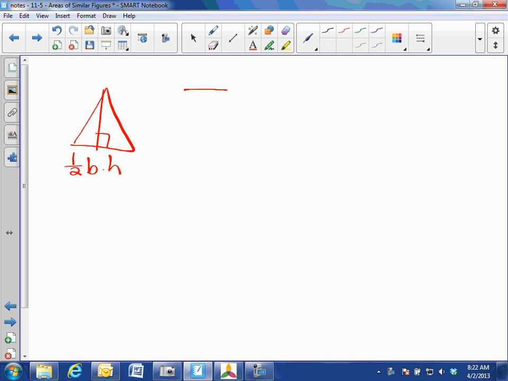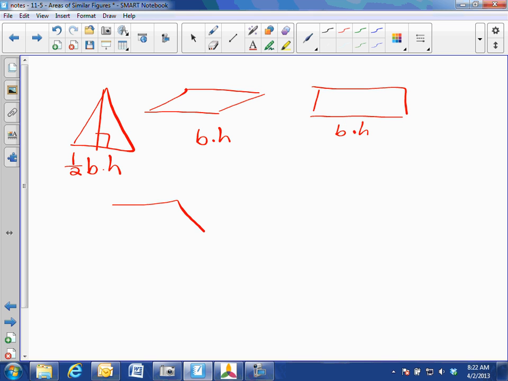How about if I have a parallelogram here? Same thing: base times height. Same for a rectangle, it's going to be base times height. Okay. We've got a trapezoid. And again, the height has to make a right angle with those two bases.